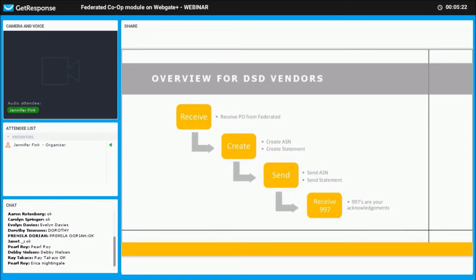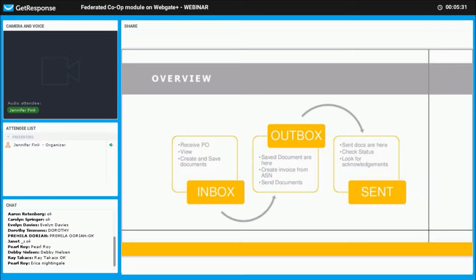When Federated Cooperative is sending you a purchase order, our system automatically generates the 997 that will be sent back to them. Within the tool, your purchase orders can be viewed and printed from the inbox.